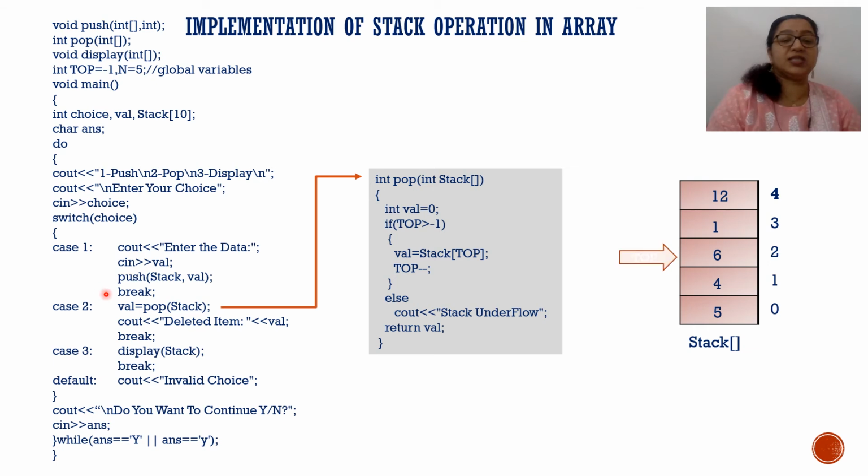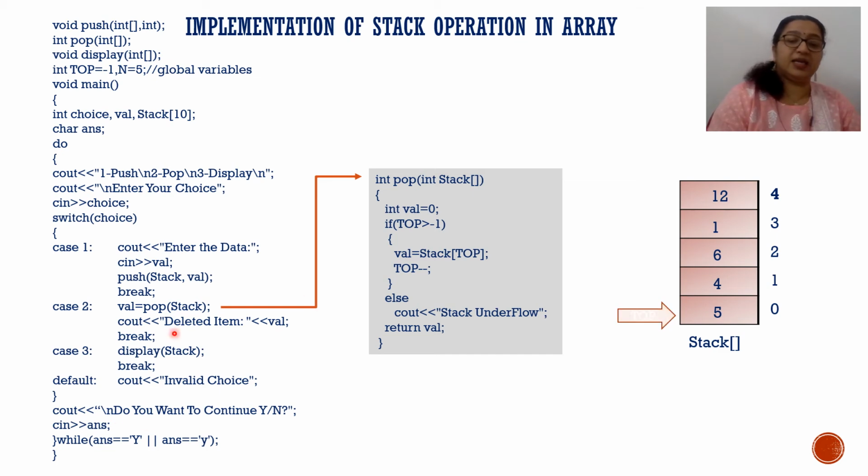Again I am choosing the same option 2. So top is decremented to 1 now. See, 6, that value will be assigned to val. Top is decremented. Then return val means that value, so that 6 we'll get on the monitor. 6 is the deleted item. Again I choose the same option, case 2. So top is decremented. At the same time that 4 will be assigned to the val variable. Then return val means that value, 4, and we'll get the message: the deleted item is 4.